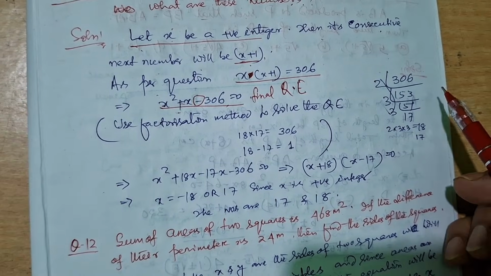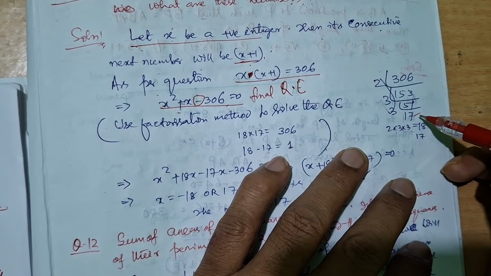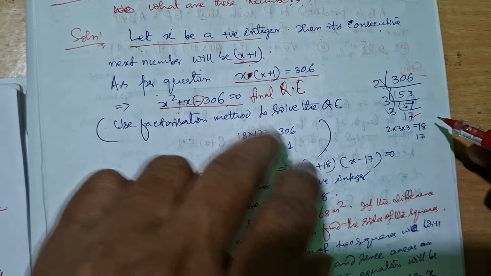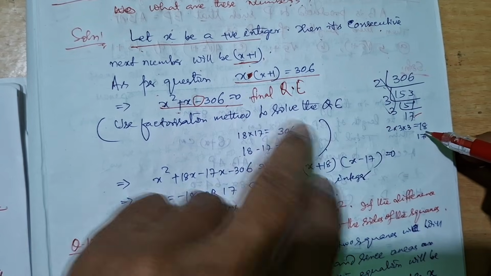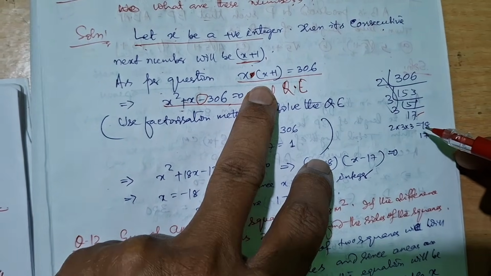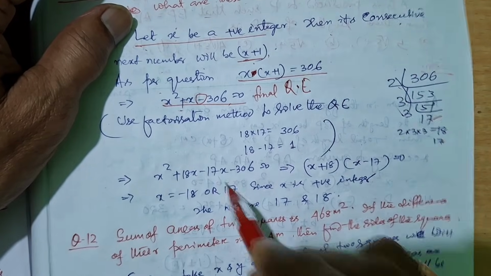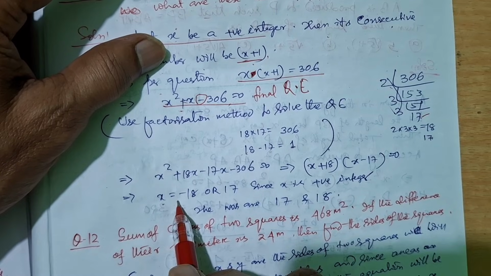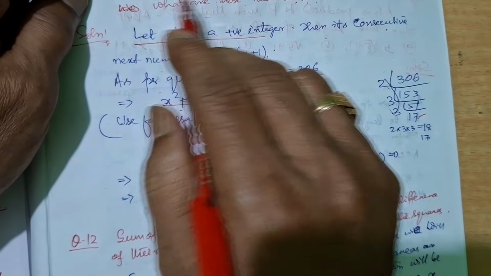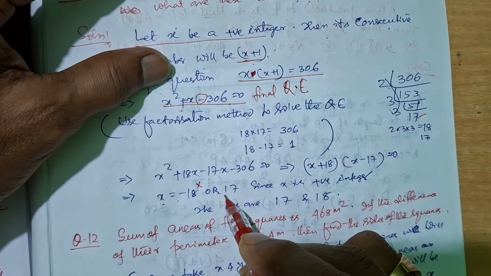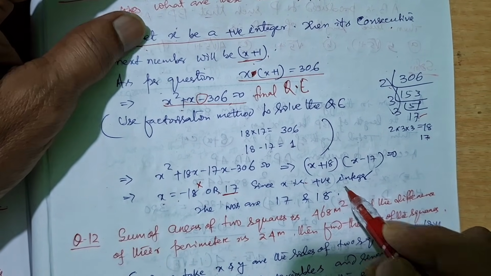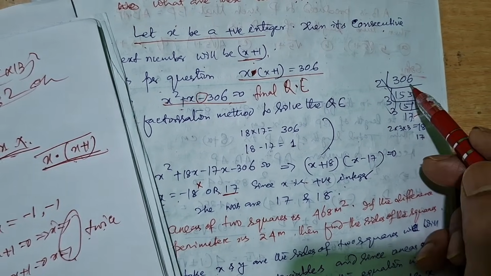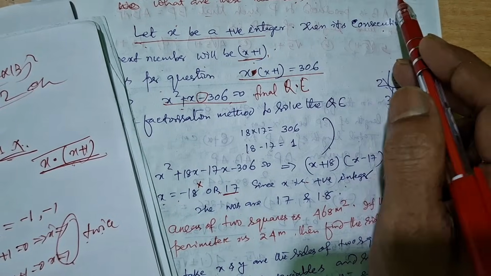How will you factorize this? You will find that 17 is a prime number. So 18 into 17 is 306 and their difference is 1, so we have to take minus. After solving, you will get x is minus 18, but minus 18 is not possible since a positive integer is given. So one is 17 and the other is 18. For verification, 17 into 18 is their product, which is what was given.